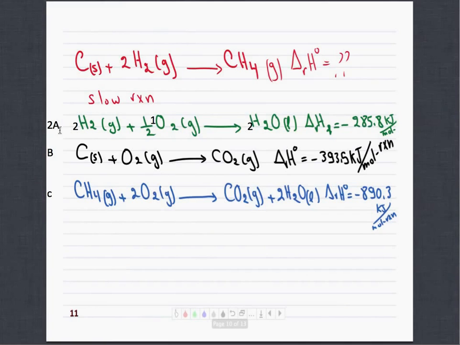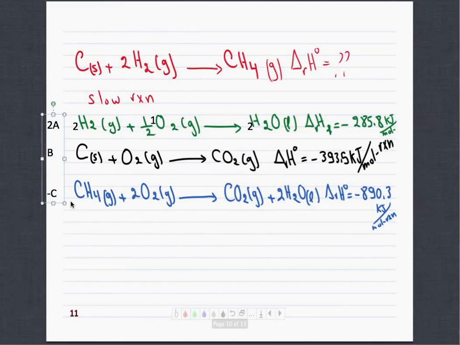Now, I'm done with the reactant. I want the product. The product is methane, CH4, and CH4 should be on the product side with a stoichiometric coefficient of 1. So I have reaction C that has methane, yet it has it on the reactant side. So what am I going to do? I'm going to reverse the reaction. I'm going to make the reactants the products and the products the reactants.